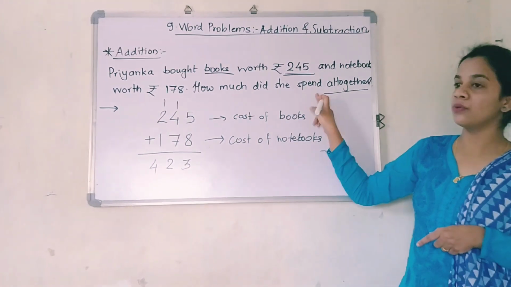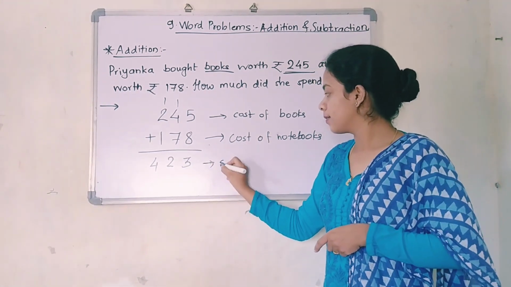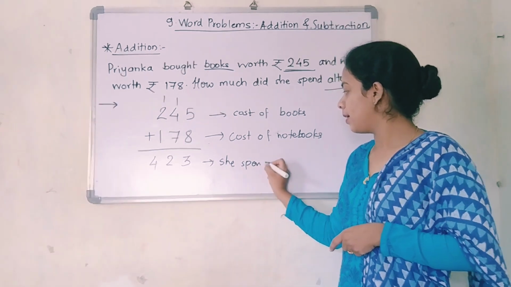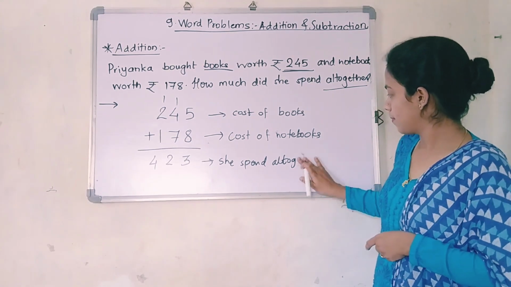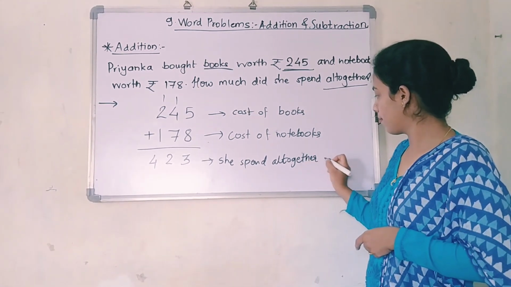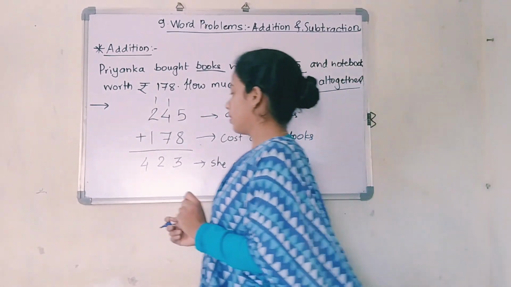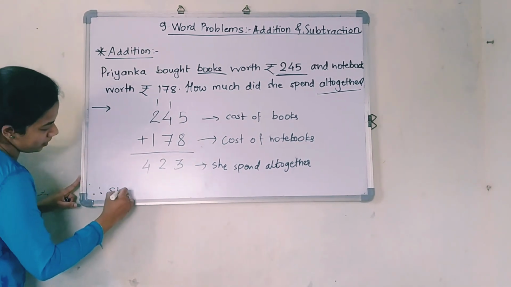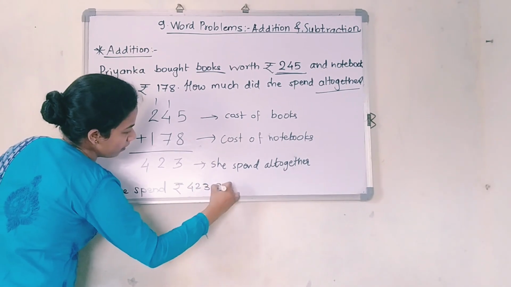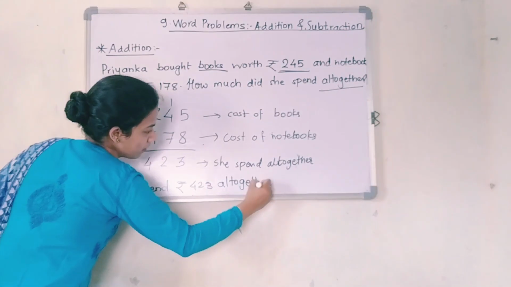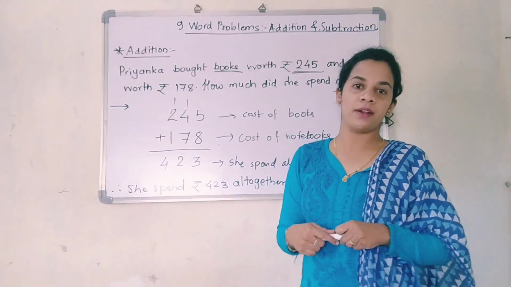What is the question asked to you? How much did she spend altogether? So you are going to write she spent altogether this much money. Now we are going to write the final statement. That is, she spent rupees 423 altogether. I hope you have understood this question. We will see one more question based on addition.